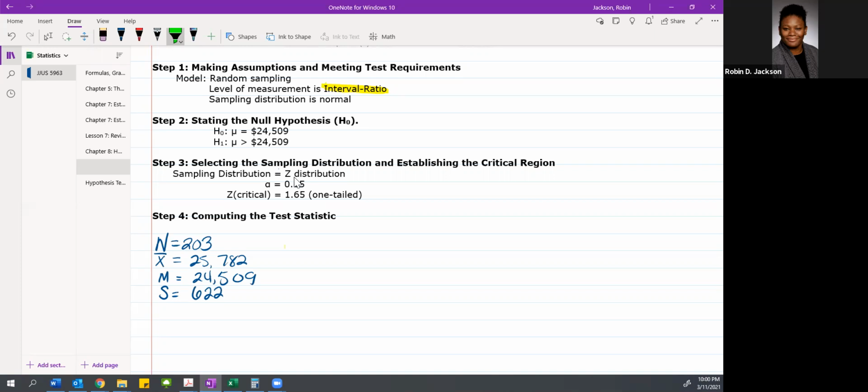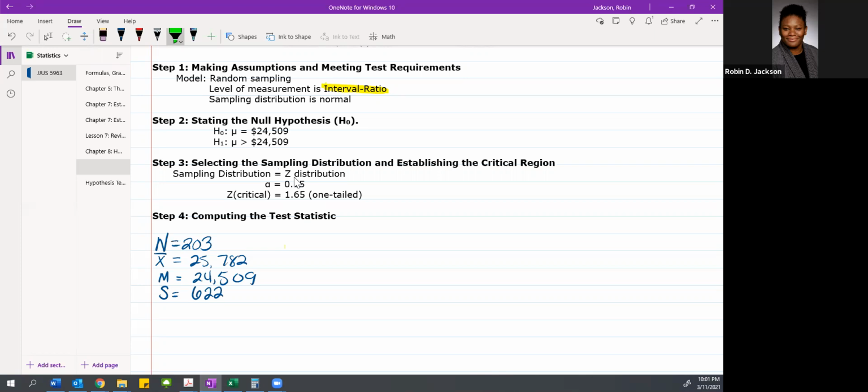That is the most common alpha that we use in social sciences, particularly in criminal justice and criminological research. We always use alpha at the 0.05 level, okay? So if you ever get a question or you're working on a problem, and the question itself doesn't say, just go ahead and solve for alpha at the 0.05 level. And that's what you need to write here.